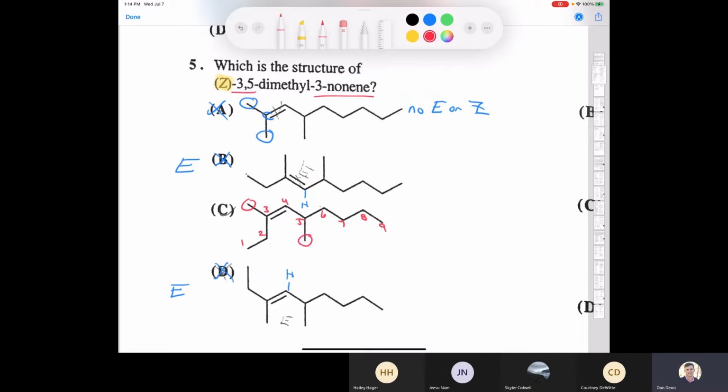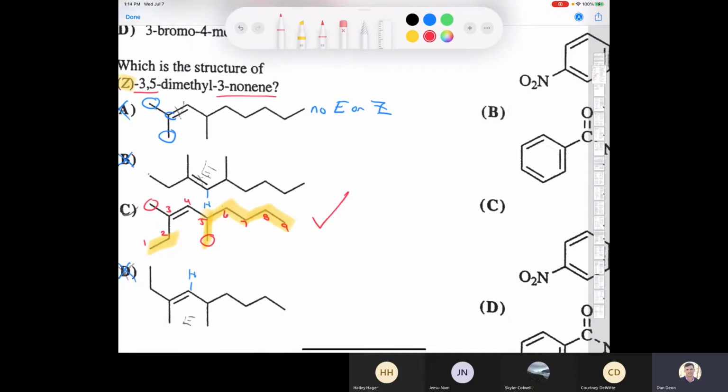And we know that this is a Z compound because the ethyl group has the highest priority, and then this group here has the highest priority. They're on the same side of the double bond. And so this is, in fact, a Z compound, and this is the correct answer. Great work. Excellent. Well, let's move on from there, staying in the nomenclature vein for a few more minutes here.